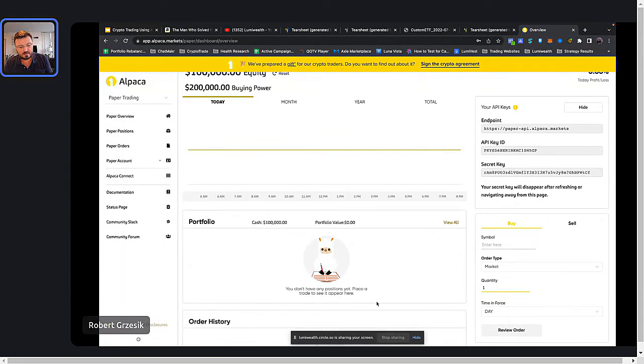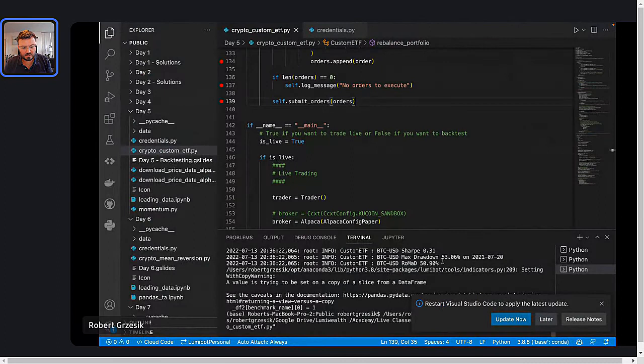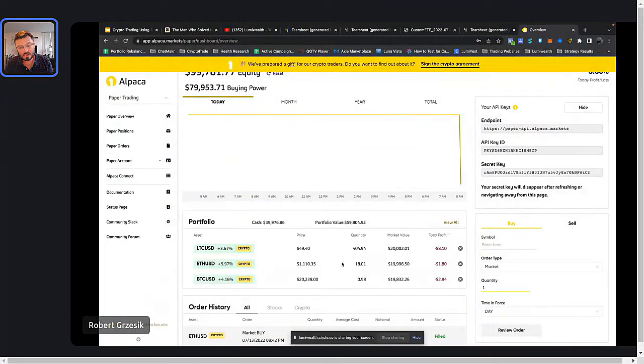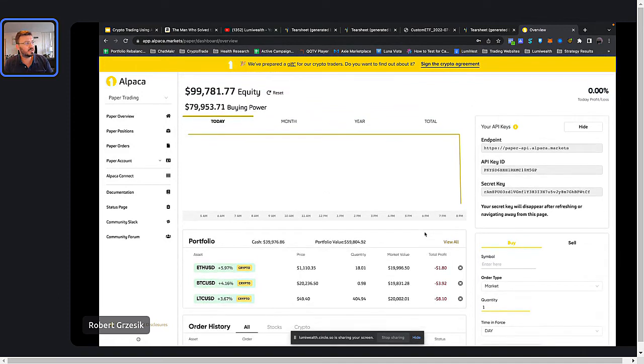There's nothing in it. While we wait for this thing to launch and run, you'll see that it will automatically go in. And there we go. We have 20,000, 20,000, 20,000, automatically 20% into each one of our portfolio. And we could just run this algorithm and hold it for as long as you want, and just constantly be making money off this, right?